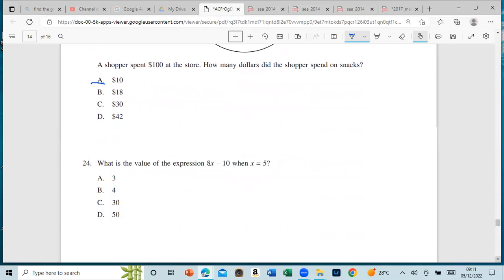Alright. What is the value of the expression 8x minus 10 when x equals 5? So we're going to make x equal 5. So 8 times 5 minus 10. 8 times 5 is 40. Minus 10, that is 30. Alright, so that will be 30. Let's move on to the next one.